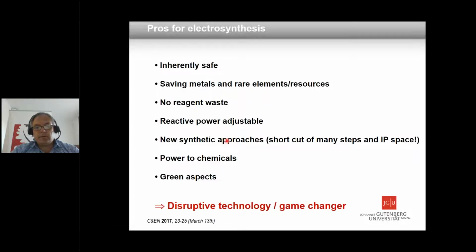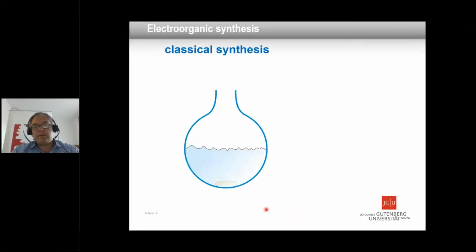And of course, the most important part for companies now is you have new synthetic approaches. You can make a shortcut of many steps and create IP space. The Americans call this disruptive technology or game changer, and I'm absolutely convinced this is the case.